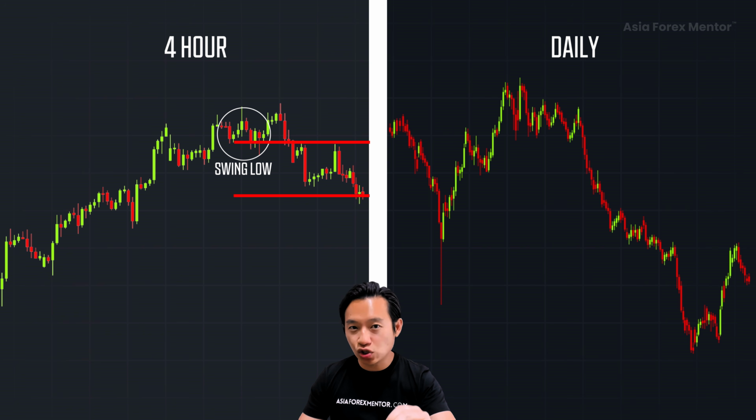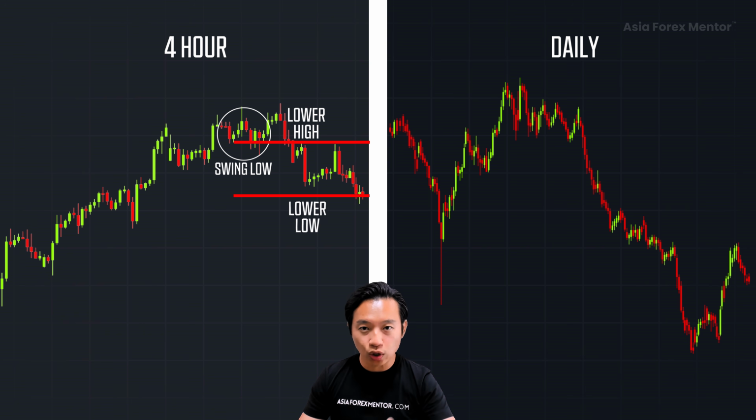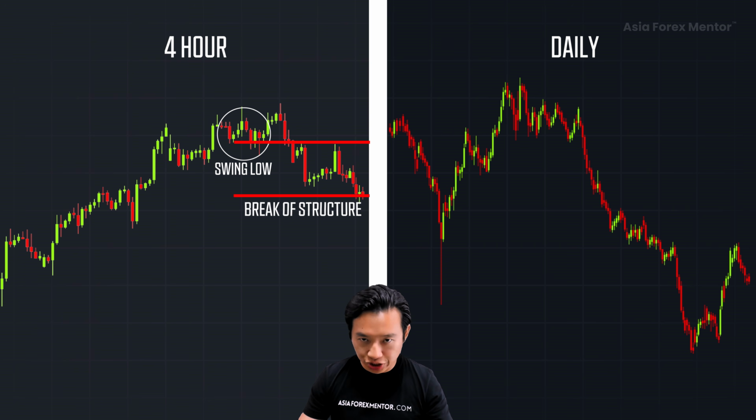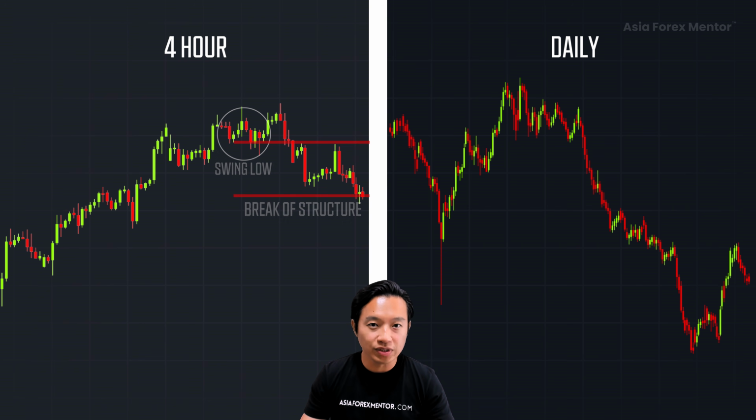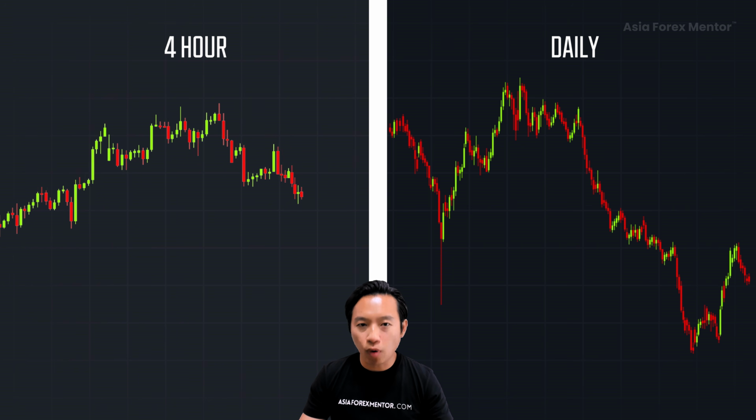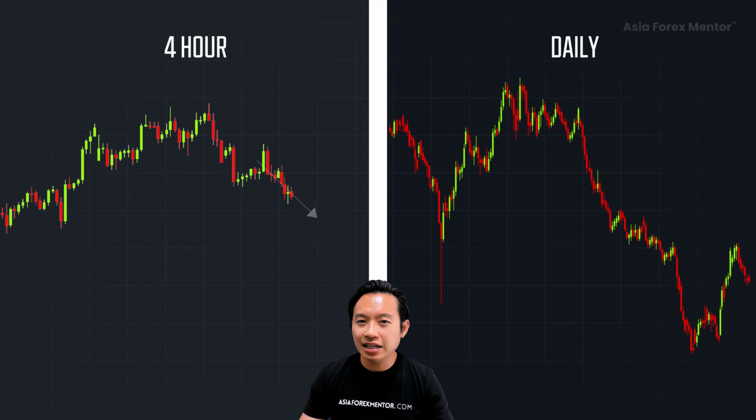Falls below the swing low, it creates a lower high and a lower low. This is what we call the break of structure, and it's one of the most powerful reversal signals that you will see. Alright, so now at this point, the market is likely to reverse downwards.